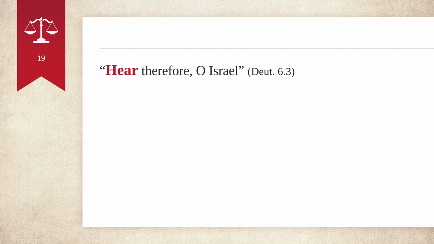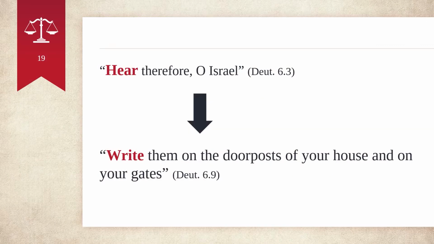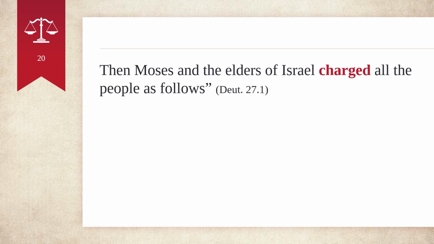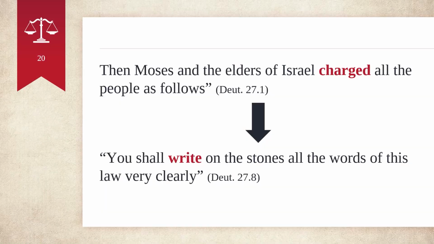We see it again in chapter 6. "Hear therefore, O Israel," precedes writing the laws on doorposts and gates, not to mention reciting to the children. So orality seems to beget textuality. Chapter 27 follows this pattern too. Moses charges the people, in the sense of giving a spoken command, to write laws on the stones. The pattern of orality to textuality is pretty clear and seems to reflect an oral tradition.